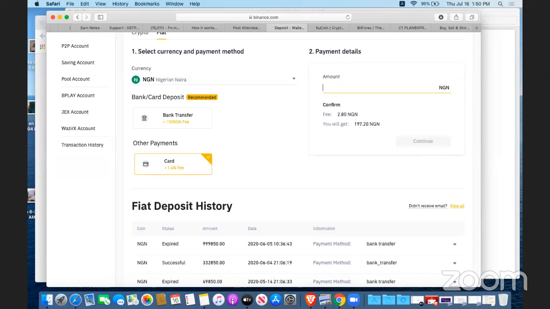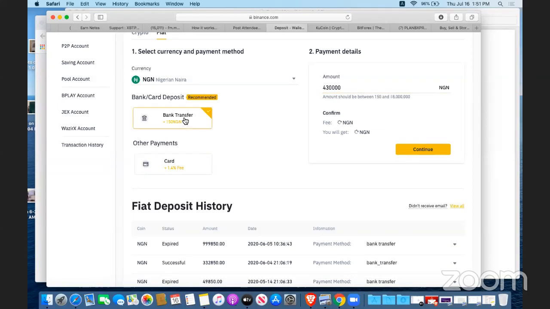If you're sending 50,000 naira, you're going to be charged 700 naira. Anything from 150,000 and below, you're going to be charged 1.5%. But anything above 150,000, you're going to be charged a flat rate of 2,000. And I think the maximum you can do on card is 430,000 naira. So it can be swift, it can be very fast, but I don't use this.